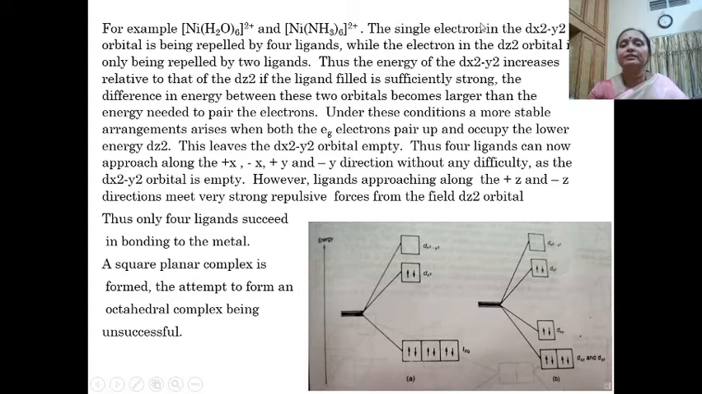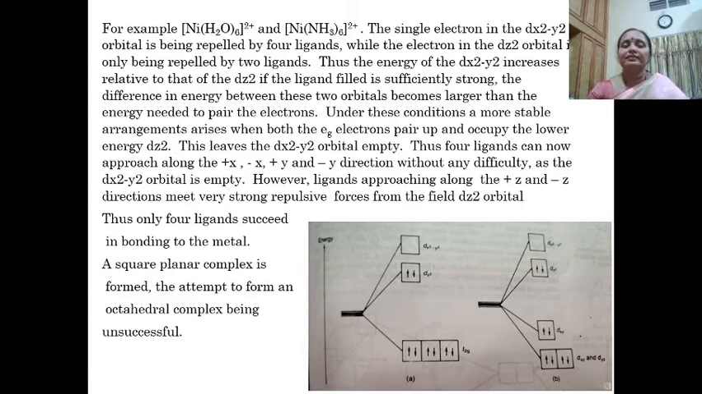So here what we observe is, the electron present in dx²-y² is repelled by 4 ligands, while the electron present in dz² is repelled by only 2 ligands. Thus, the energy of dx²-y² is going to increase relative to dz². If the ligand is sufficiently strong, the difference in energy between these two orbitals becomes larger than the energy needed to pair up the electrons. Under these conditions, a more stable arrangement arises.